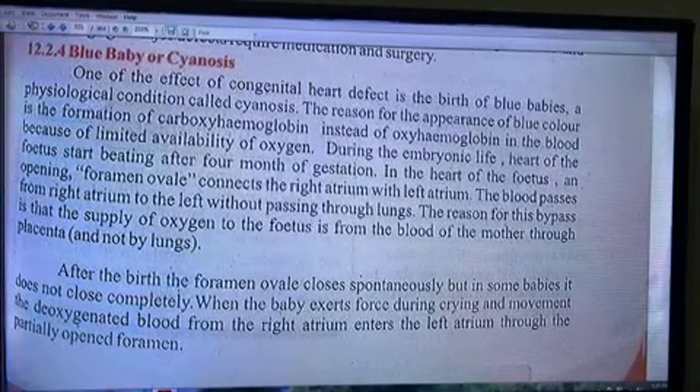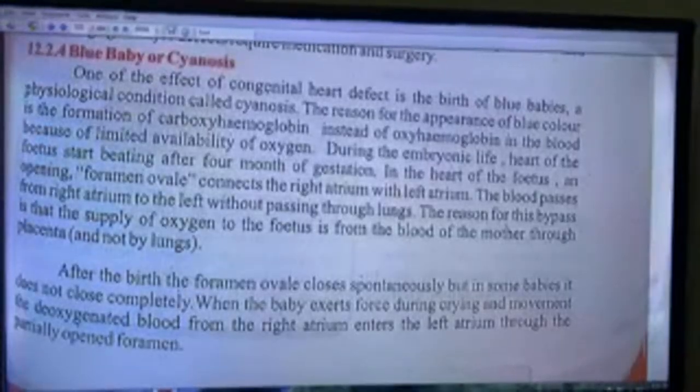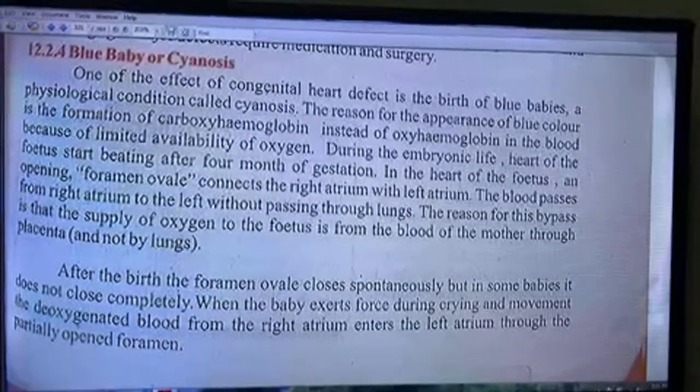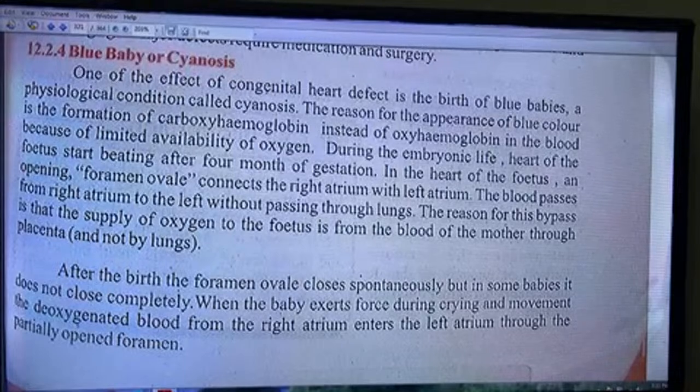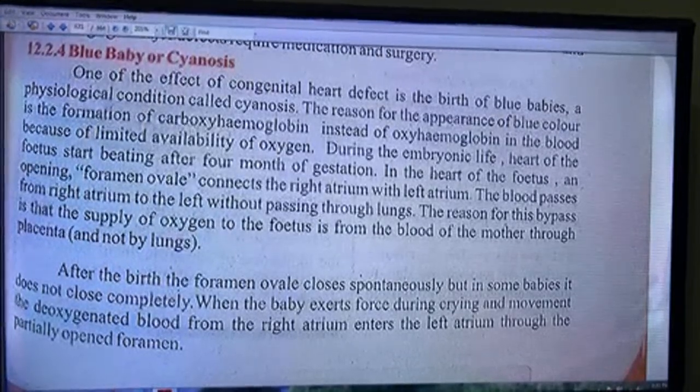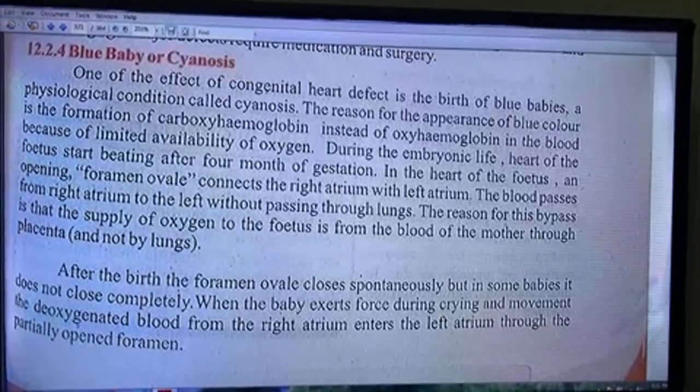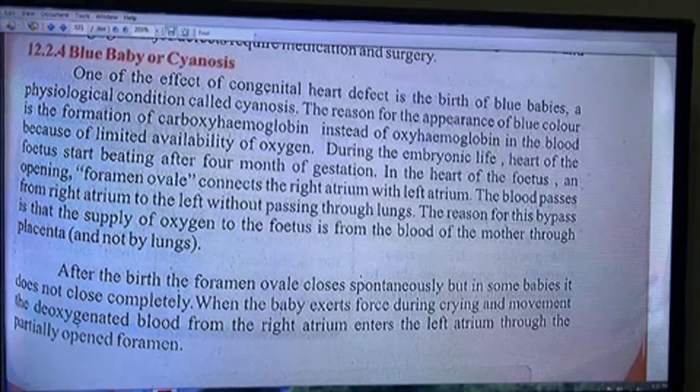During embryonic life, the heart of the fetus starts beating after 4 months of gestation. In the heart of the fetus, an opening, the foramen ovale, connects the right atrium with the left atrium. The blood passes from the right atrium to the left without passing through the lungs. The reason for this bypass is that the supply of oxygen to the fetus is from the blood of the mother through the placenta and not by the lungs.